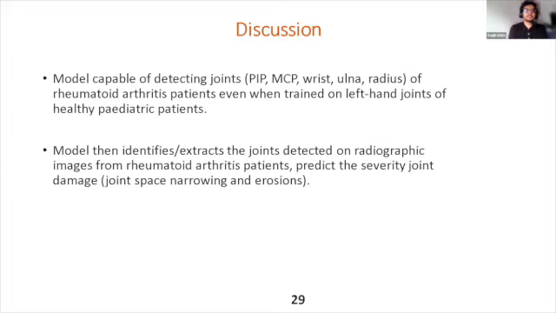A few takeaways and discussion: we established that the model trained on pediatric healthy images can also detect RA affected radiographs, even when it was trained on the left-hand joints of healthy pediatric images only. And it does it relatively well. After detecting, the model can then extract the joints, and these detected joints can be used to predict the severity of the joint damage, which in particular is the joint space narrowing and erosion score of RA affected patients.